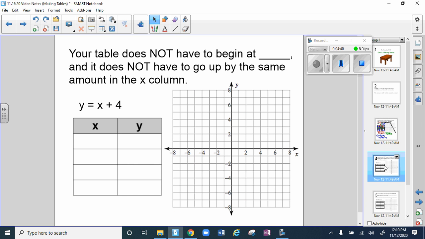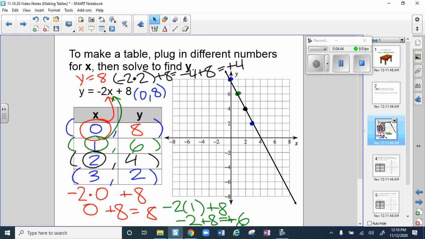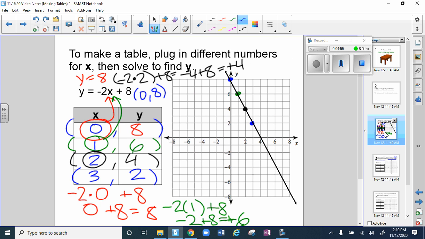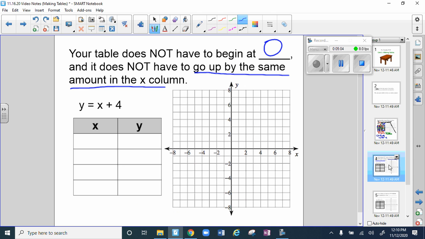But your table does not have to begin at 0. Our last table, we started with 0 for our x. We went 0, 1, 2, 3. But it does not have to start at 0. And it does not have to go up by the same amount in the x column. On the last example, we went up by 1 every time. 0, 1, 2, 3. But we don't have to go up by 1 every time.